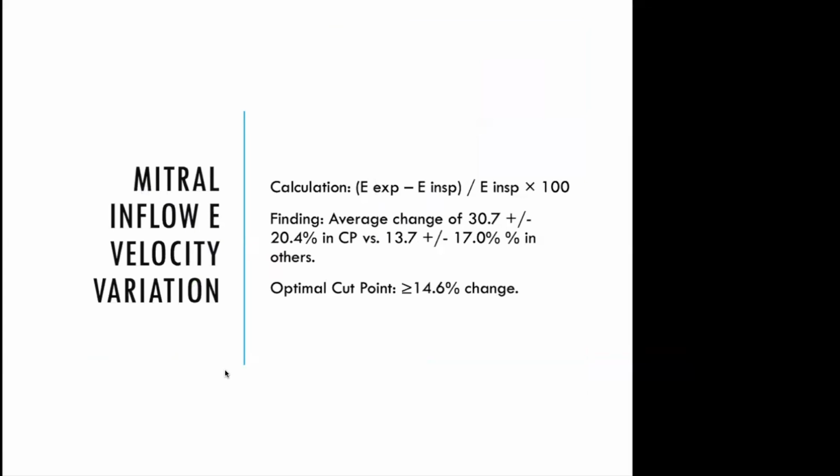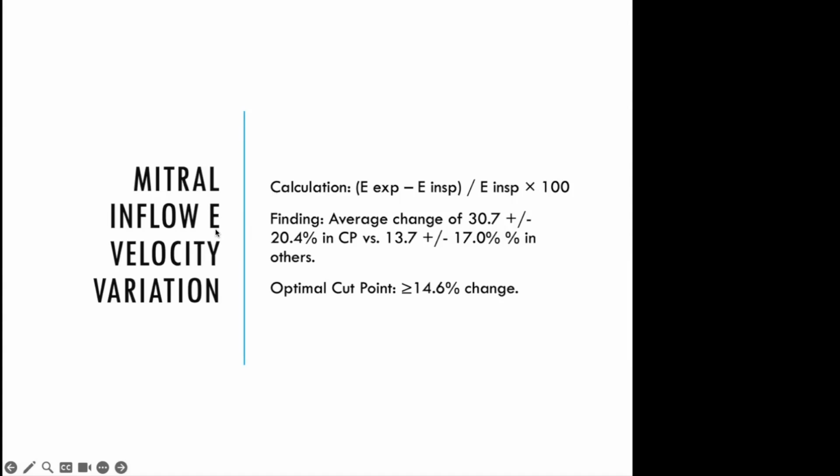Next, we'll talk about mitral E velocity variation. This is looking at how early diastolic flow through the mitral valve changes with respiration. The way that we calculate this is by looking at our E velocities at expiration and inspiration, and the calculation always remains the same. So we look at our velocity in expiration minus inspiration over expiration times 100 to get a percentage.